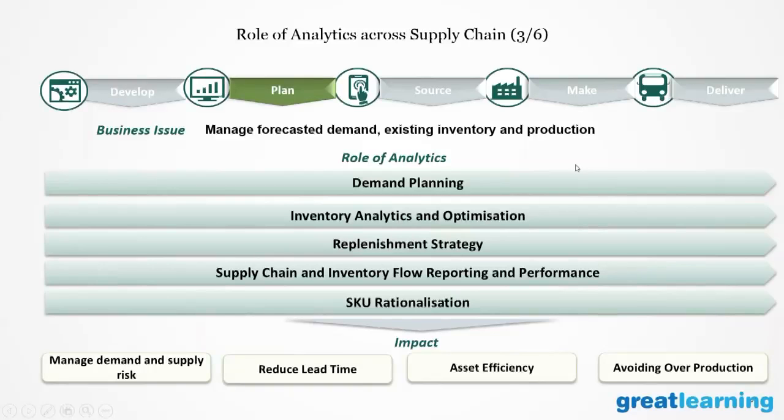Lastly, SKU rationalization. SKU rationalization is basically reducing your product portfolio to only keep SKUs which have higher margins or higher turnover, and getting rid of low margin SKUs that you do not need. So these are some of the key analytics project types in this element.